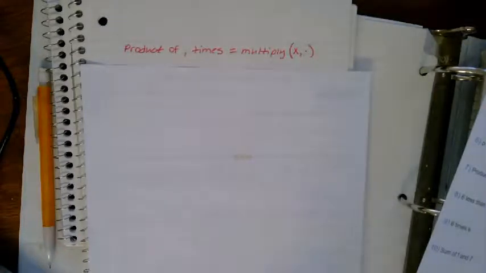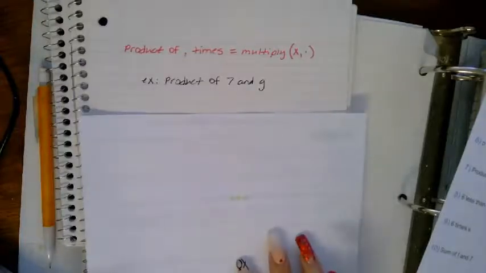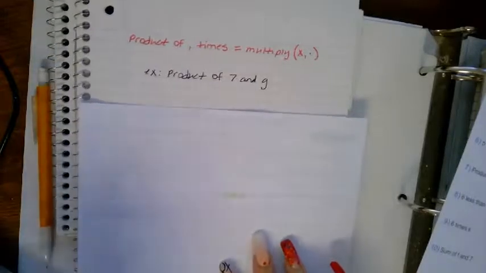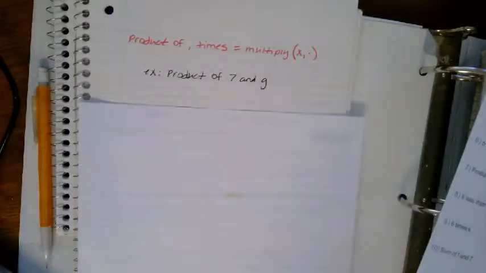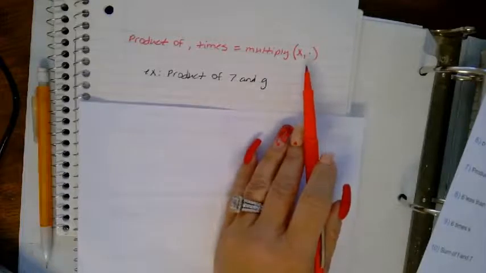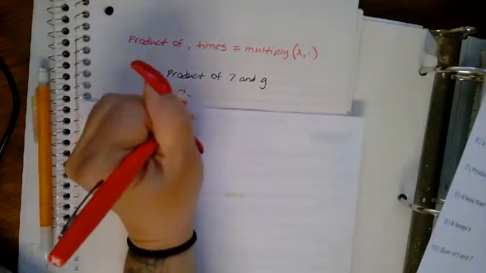Okay. It says product of 7 and G. Okay, we know we're multiplying, right? So we can either use the multiplication sign or the dot. I really don't care. It means the same thing. So what would that look like, you guys? Product of 7 and G. Awesome. And see, Noah didn't even use one of the signs, because technically when you're using a variable, you don't need to put this sign in here. You just put them right next to each other, and it means to multiply.